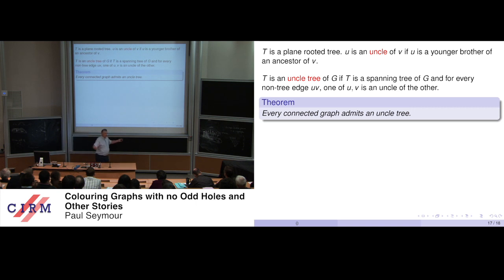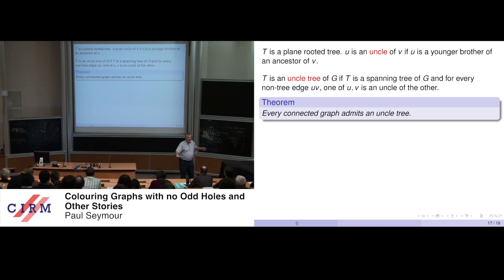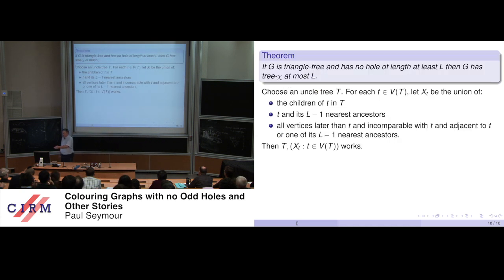It's got to be good for something. Isn't that nice? I mean, depth-first trees and breadth-first trees are useful for all kinds of stuff. Can't we use uncle trees for anything? I mean, they're different. Anyway, yes, you can. You can use it for one thing. You can use it to prove this theorem. What you do is you take an uncle tree, and it's actually the right tree for the tree decomposition.